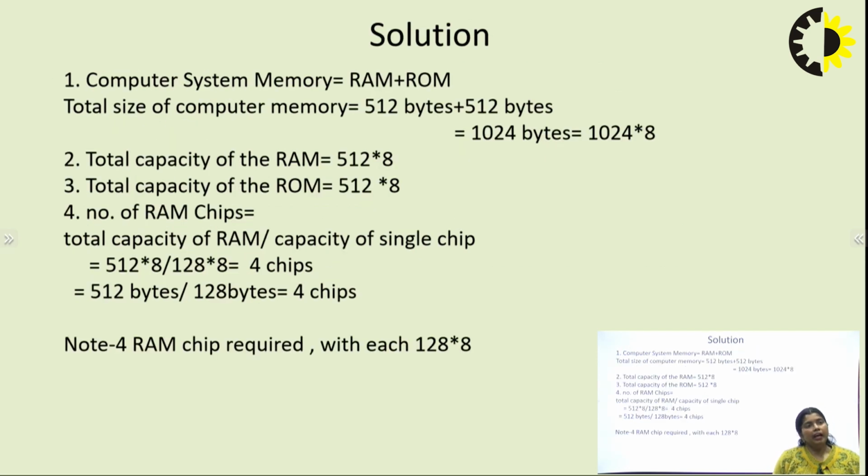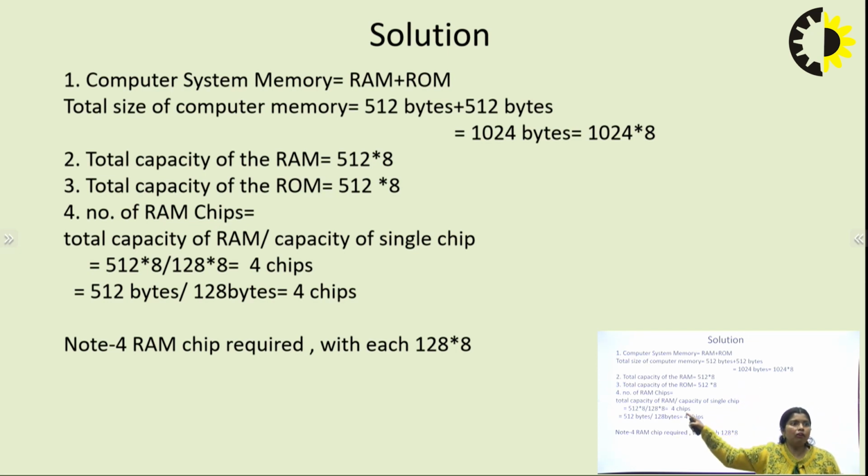How can we calculate? As we know, the computer system memory is made up of RAM and ROM. Here, the total capacity of the RAM is 512 bytes and the total capacity of ROM is 512 bytes. So, the total capacity of the computer system memory is 1024 bytes, or you can say 1024 cross 8. The total capacity of ROM is 512 bytes, meaning 512 cross 8, and the total capacity of RAM is 512 bytes, so 512 cross 8.